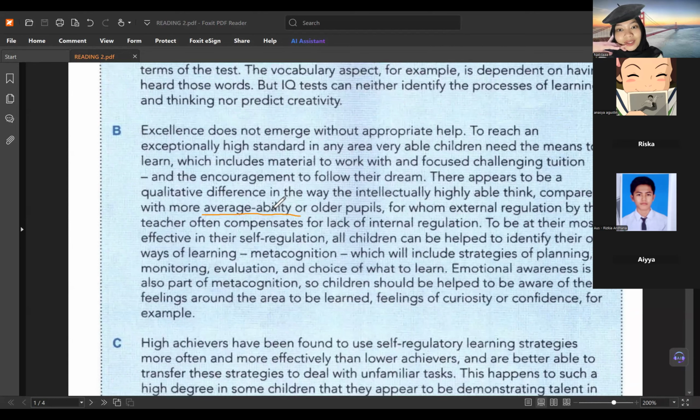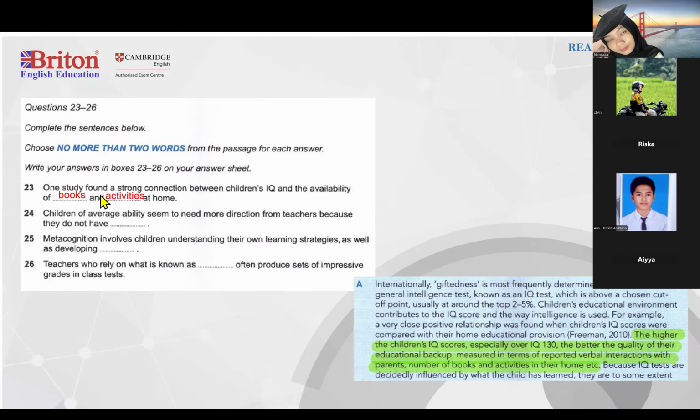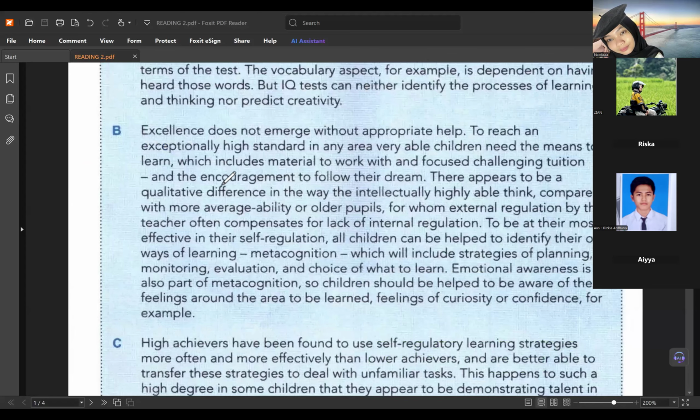There appears to be a qualitative difference. Oh, wait a minute. What are we looking for? I forgot. We're looking for children of average ability seem to need more direction because they do not have. Anak-anak dengan kemampuan standar membutuhkan arahan lebih dari gurunya karena mereka tidak memiliki. So something they don't have, and that's why they need help from their teacher. Let's see.